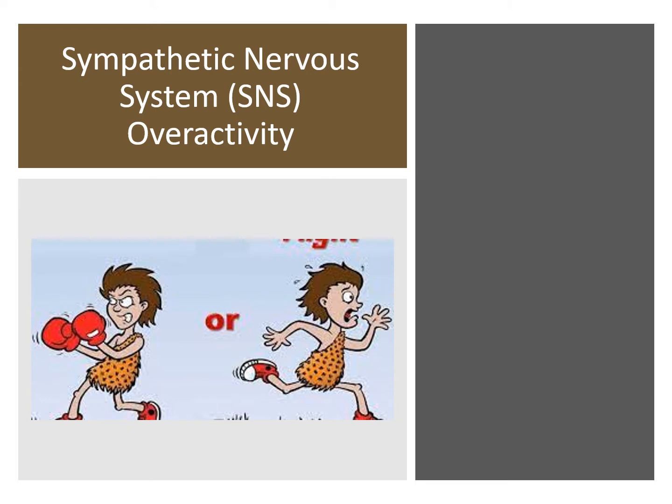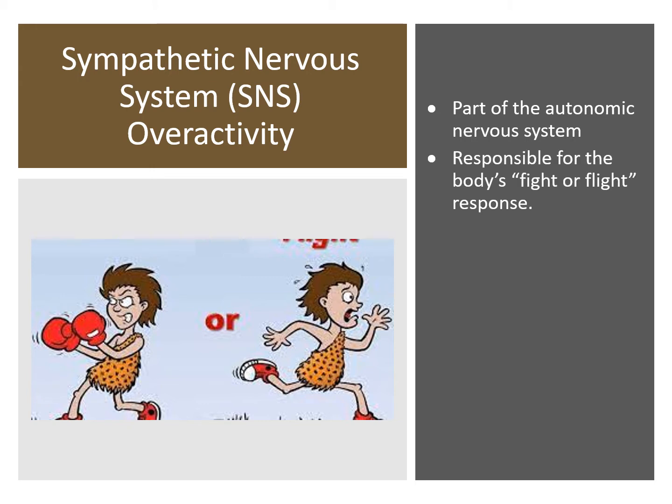Now, volume overload accounts for the vast majority of hypertension in dialysis patients, but not all of it. There are other causes, including overactivation of the sympathetic nervous system. Now, the sympathetic nervous system is part of your autonomic nervous system. It controls things that happen automatically without you thinking about it. So, for example, your heart rate, your digestive system, among other things. And basically, the sympathetic nervous system is responsible for the body's fight or flight response.